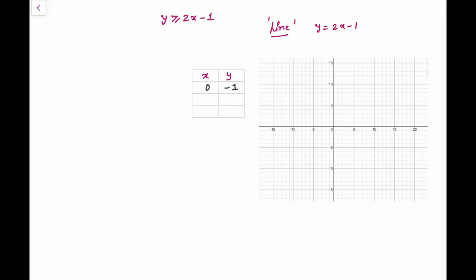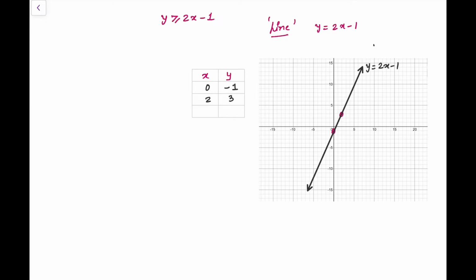For example, x equals 0 will give you y equals minus 1. x equals 2 will give you 2 times 2, 4, minus 1, 3. Two points are enough. You can even take more. Plot those two points and connect to make a line. So 0 and minus 1 is just below the origin. 2 and 3, so I can have a line here. It's like a diagonal line, not horizontal or vertical. So we got the line already.